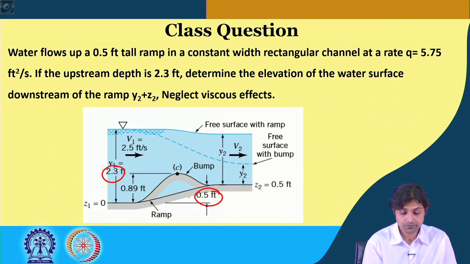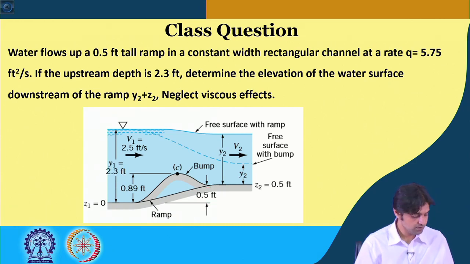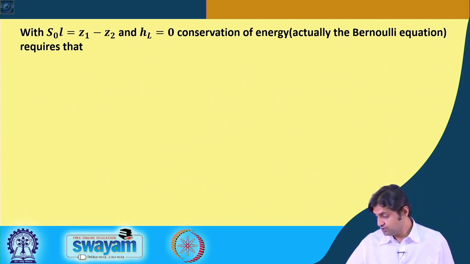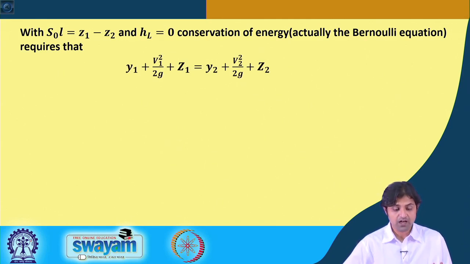Do not worry about any other unit that is given here. With this equation, S naught L is equal to z1 minus z2, and energy loss is equal to 0, that means conservation of energy. The Bernoulli's equation will require that at 2 points we equate y1 plus v1 square by 2g plus z1 is equal to y2 plus v2 square by 2g plus z2.